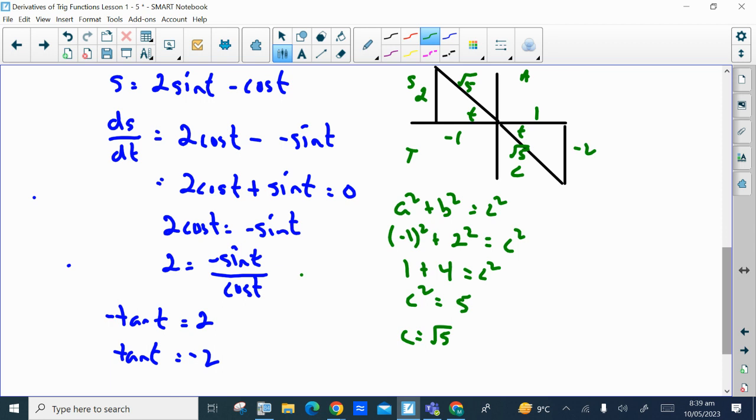So now we can get our two values for s. Our two values for s will come from the value in quadrant 2 and then the value in quadrant 4. The larger of those two values will be the maximum. The smallest of those two values will be the minimum. Again, we have s equaling 2 sine t minus the cosine of t. In quadrant 2, the sine, opposite over hypotenuse, will be 2 over root 5. The cosine, adjacent over hypotenuse, will be negative 1 over root 5.